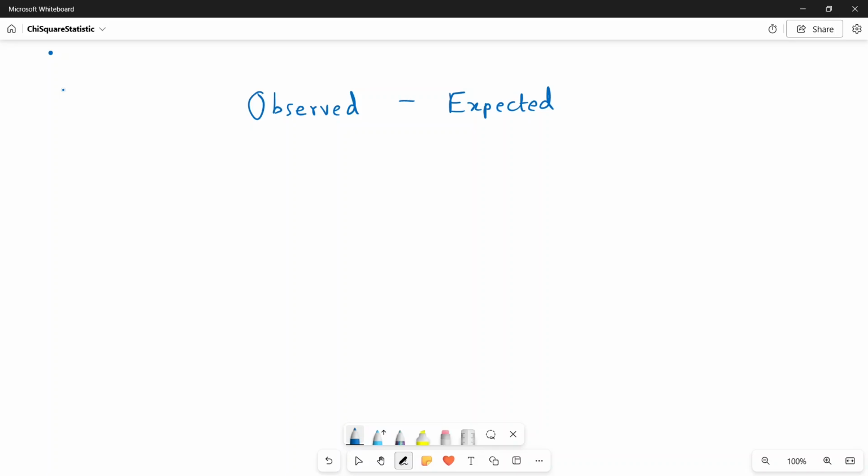Now, if I just take the difference, by now you have done enough math to realize that this value in itself, just observed minus expected, will tell me nothing, will do me no good. Because some values may be positive, some values may be negative, and I want to do this for all the cells of my table. So observed minus expected for every cell, and then I'll calculate the total difference between observed and expected values. But some may be positive, some may be negative.